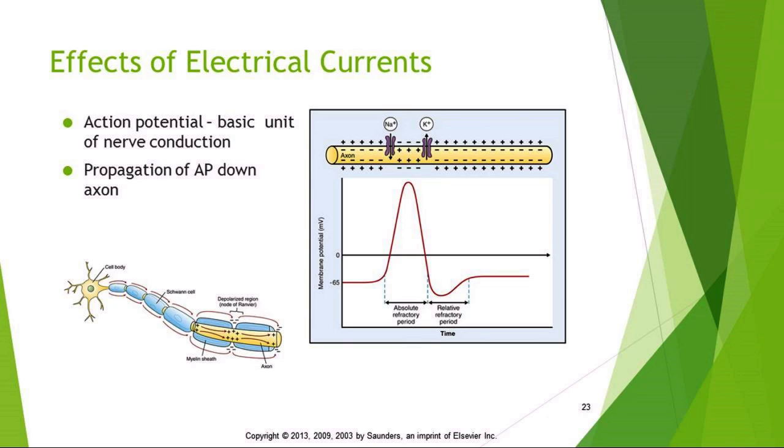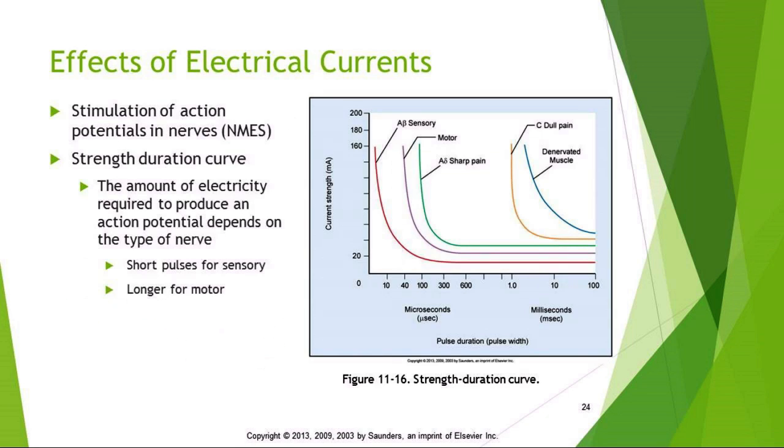Just 2, really. So the action potential, it's that basic unit of nerve conduction, and once the nerve depolarizes, reaches threshold, it's going to depolarize and propagate that action potential down the axon. Remember, we talked about that in the last lecture. So the stimulation of action potentials in nerves, or neuromuscular electrical stim, we call it, has to do with the strength duration curve. So basically, the strength duration curve talks about the amount of electricity required to produce an action potential depending on the type of nerve.